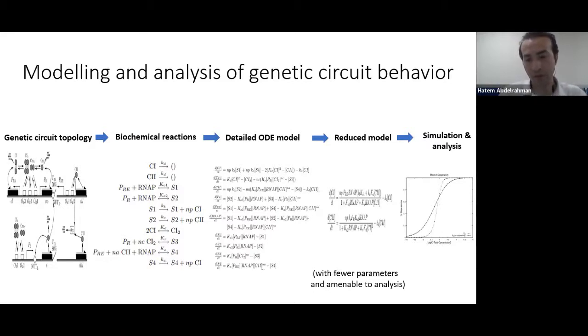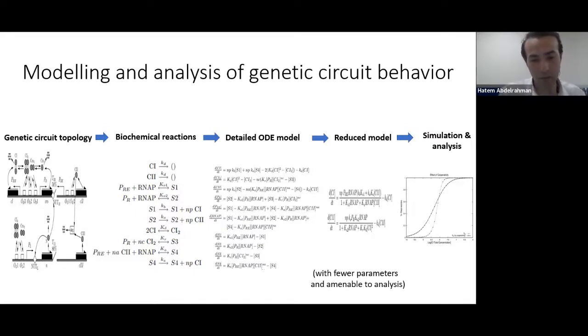The benefit of a reduced model is that we have fewer parameters and it can be easier to analyze and easier to predict parameters from experimental data. However, a detailed ODE model describes the rate of production of a chemical species, for example a protein, in terms of its kinetic parameters, in terms of the concentration of reactants.